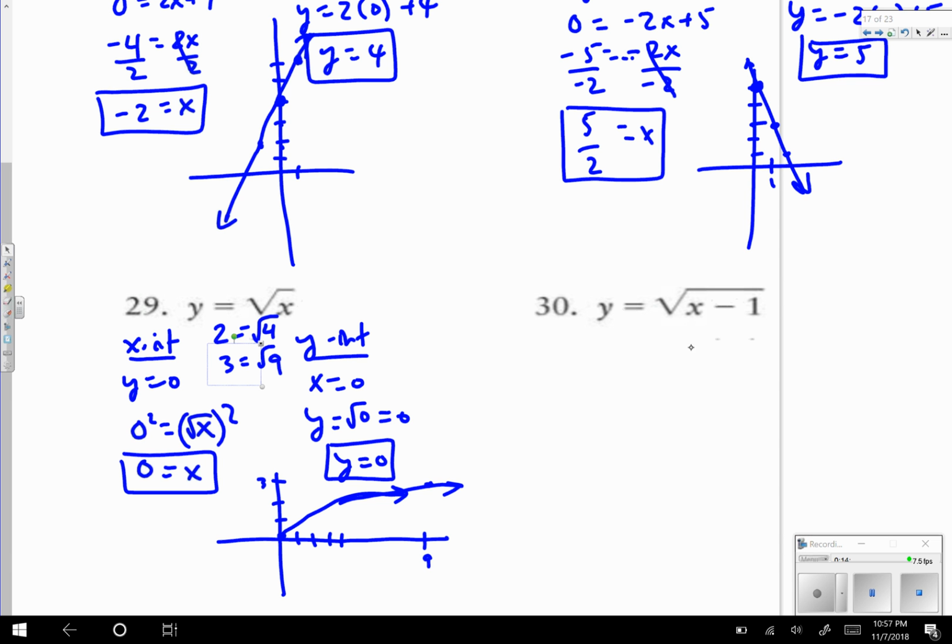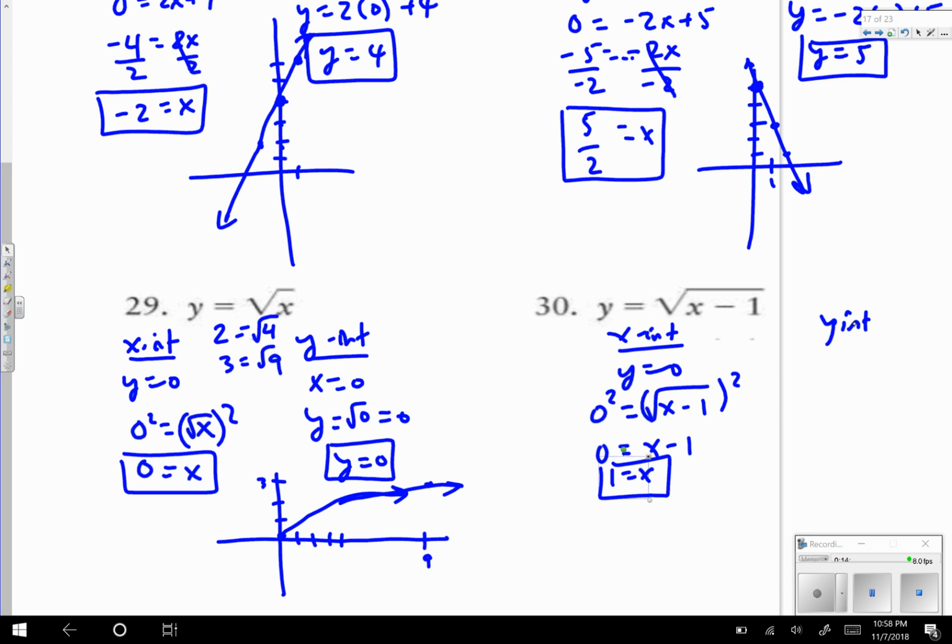Okay, over here. So intercepts first, right? The x-intercept is where y equals 0. So I have 0 is equal to the square root of x minus 1. To solve this, I have to get rid of that square root by squaring. So I'm going to square both sides. 0 squared is 0, is equal to, the square root and square cancel each other out, x minus 1. Add 1 to both sides, and I get 1 is equal to x. So there is my x-intercept.